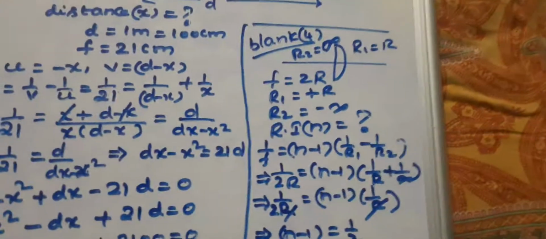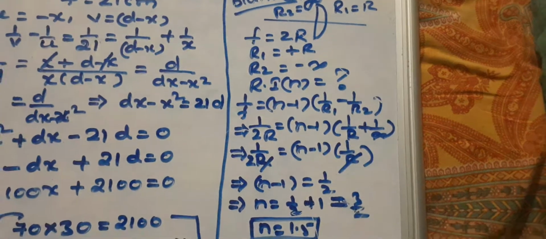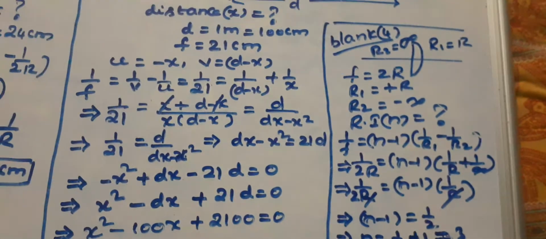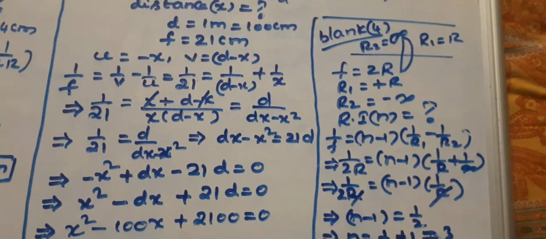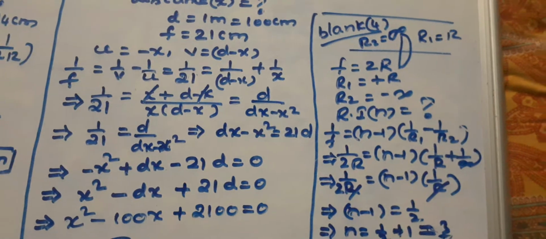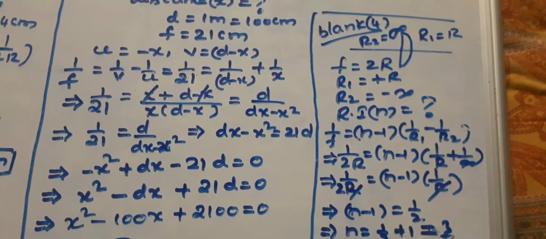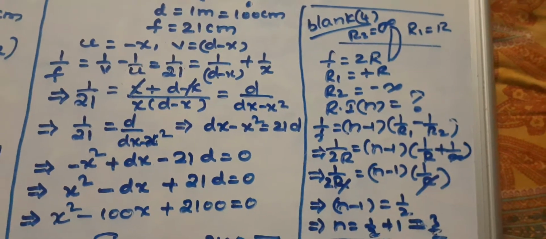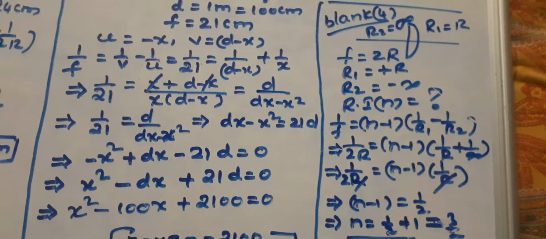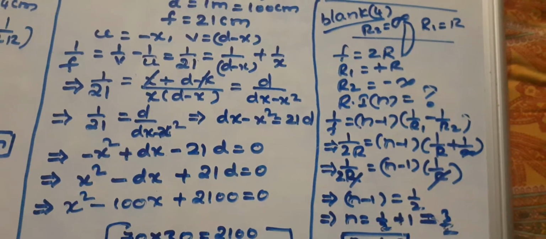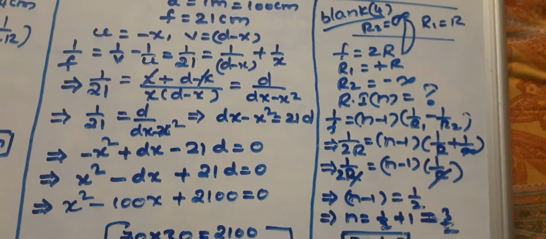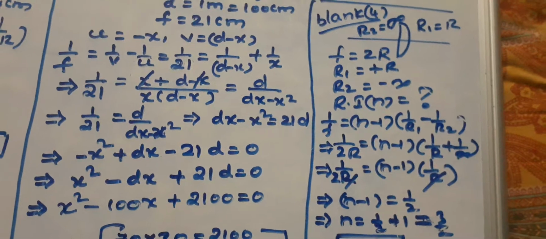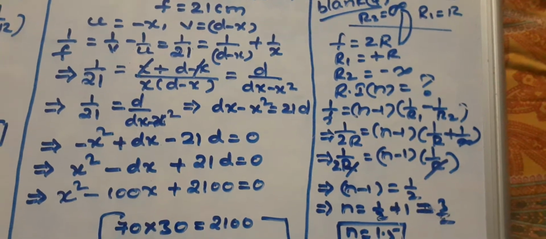Now we are taking textual blank number 4. A plano convex lens is given, students. In a plano convex lens, one side is plane and the other side is convex. For the convex side, R1 is R, and R2 is plane, meaning infinity. The focal length of the lens is given as 2 times its radius. From the sign convention, R1 is plus R, and R2 is infinity because one side is a plane and one side is convex, so from the sign convention minus infinity is written.